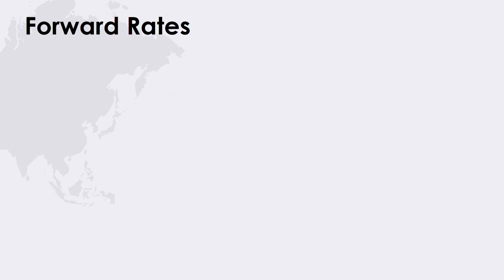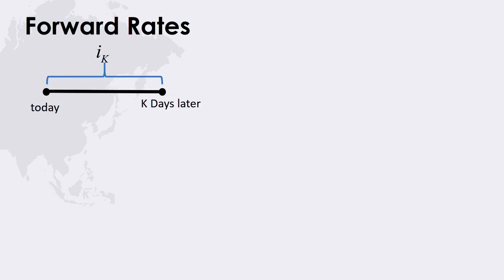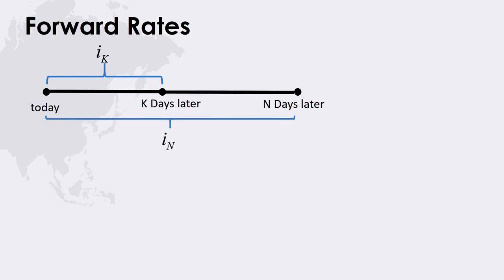Consider if you look at the market today. You observe two interest rates, one for loans to be repaid in K days. This is called I subscript K. Another is the interest rate on loans to be repaid in N days, called I subscript N. N is farther in the future than K. We call these interest rates spot rates because they are interest rates for loans made on the spot, meaning right away.